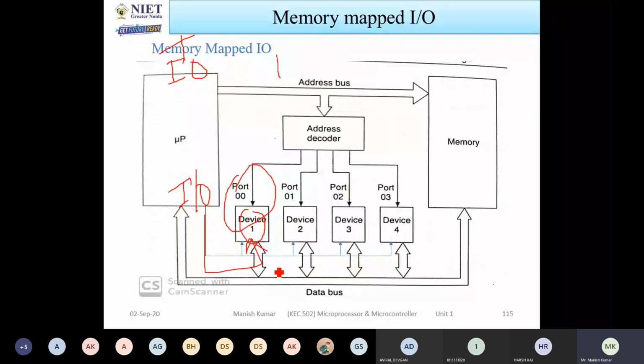But you have to remember only one, memory mapped input output. Okay. So now you have to differentiate it. What is the difference between these two, memory mapped input output and input output mapped input output?